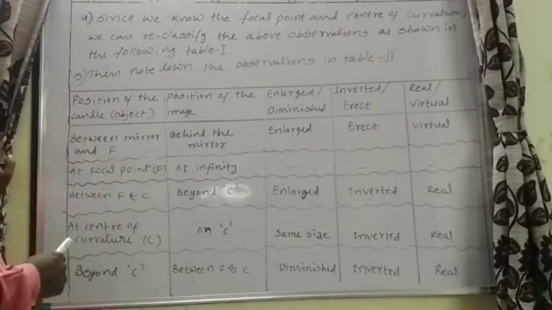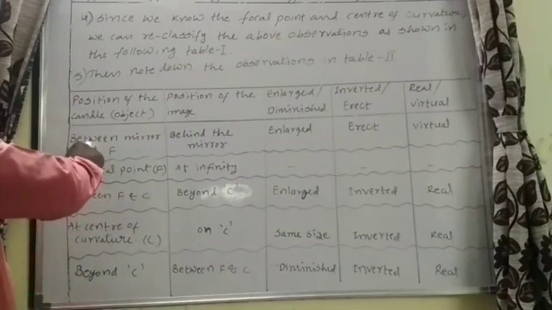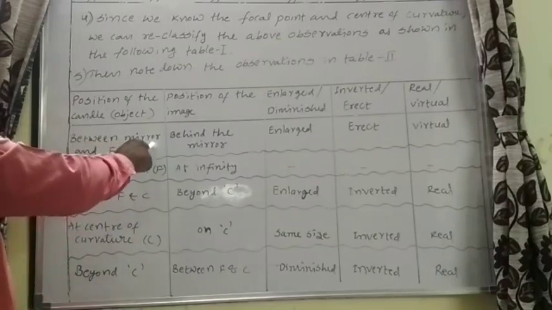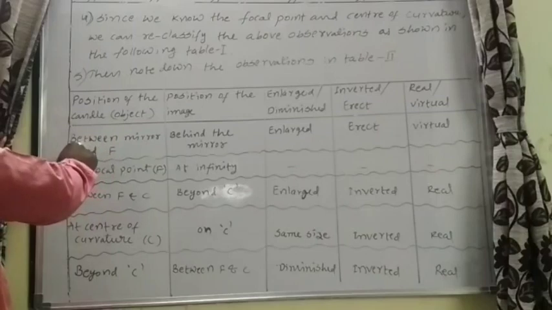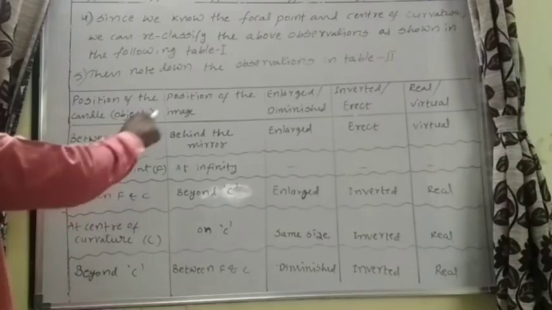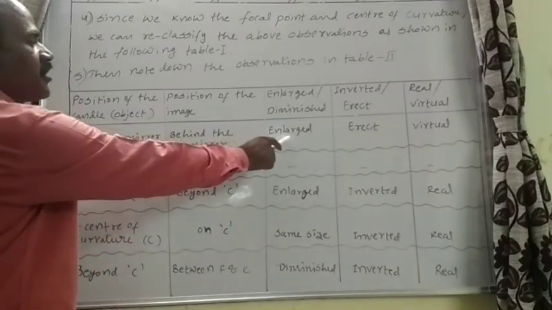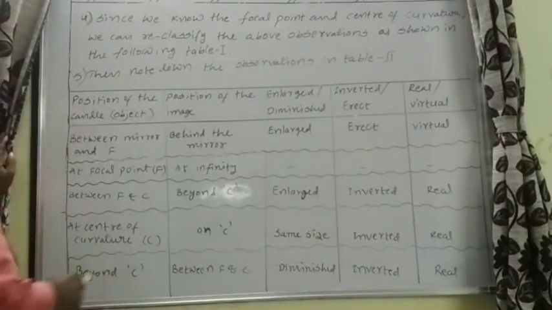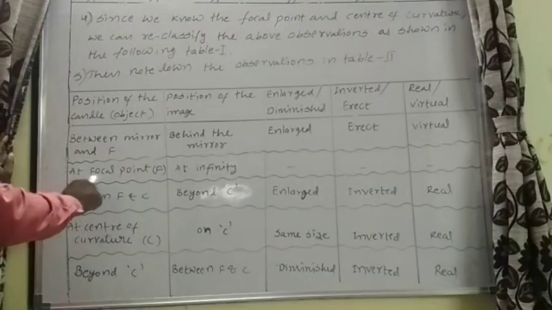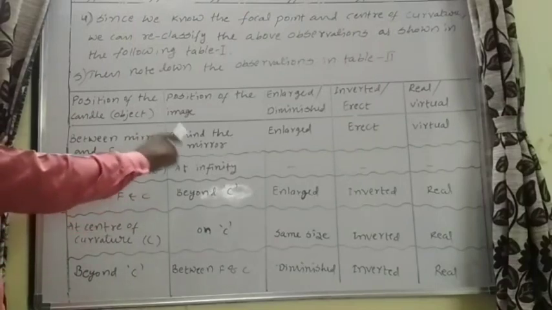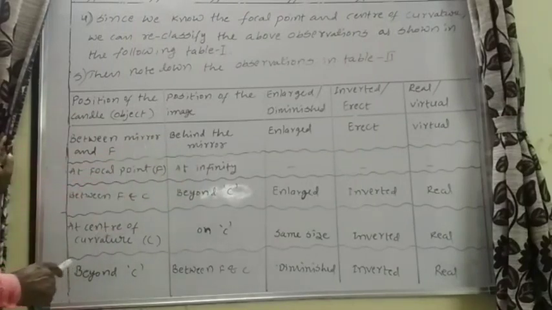Finally, we know that when the object is placed in front of the mirror, that means in between the pole and the focus, the image is formed behind the mirror. The image is enlarged, erect and virtual. Second one, the object is placed at the focal point, the image is formed at infinity.